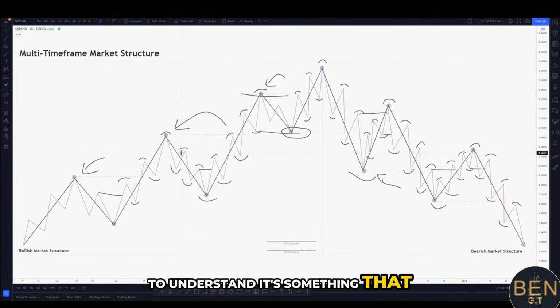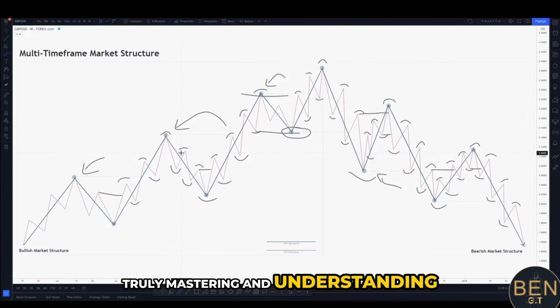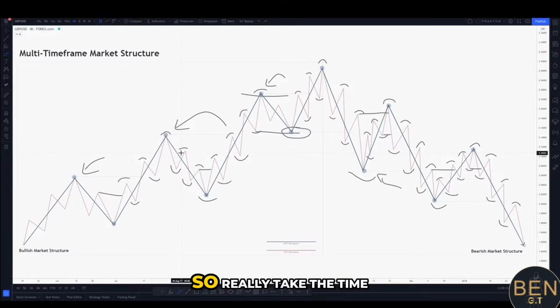It's something that fundamentally many traders understand, but they don't put as much emphasis in truly mastering and understanding how one time frame translates to another. So really take the time to understand this approach, understand market structure, understand its importance, and how we can create high probability trade ideas by understanding the narrative that's being built on the higher time frame and how it works its way down to even as low as the 1 minute, 30 second, 5 second time frames.